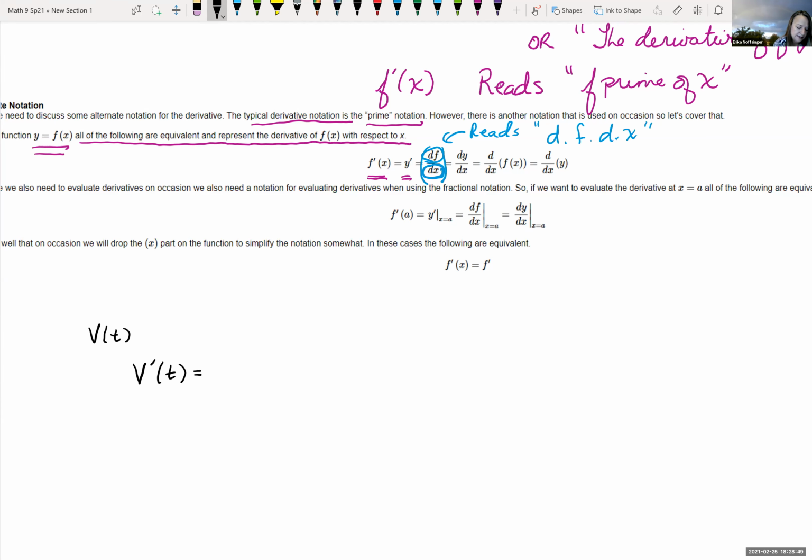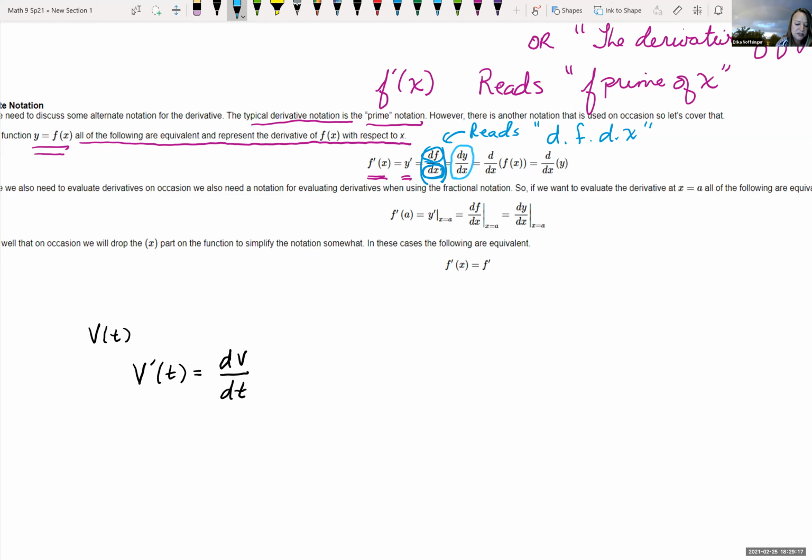I could rewrite this as dv all over dt. So the derivative of the function v with respect, in this example, would be with respect to the variable t, not x. Then moving on, we have dy dx. Well, instead of calling our function in function notation, we're just saying y equals. That equation, that function is y equals.